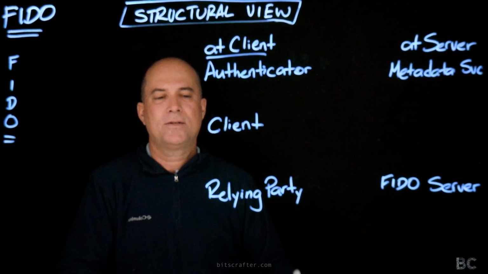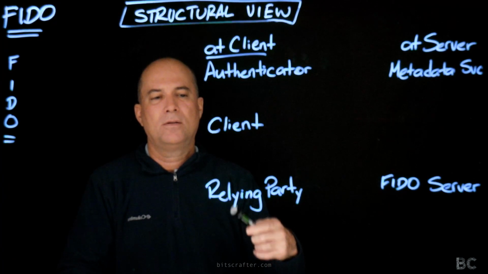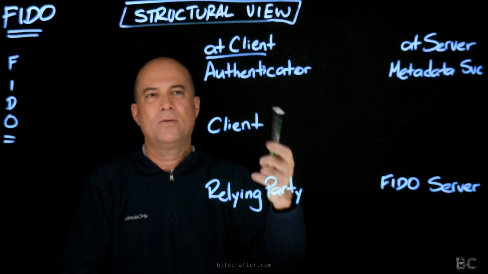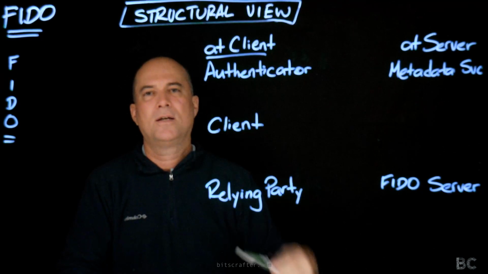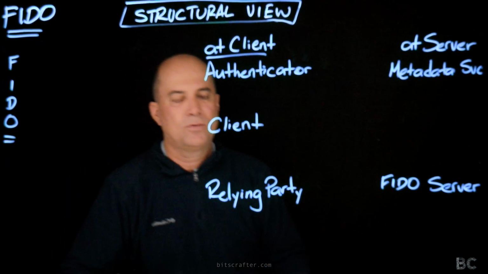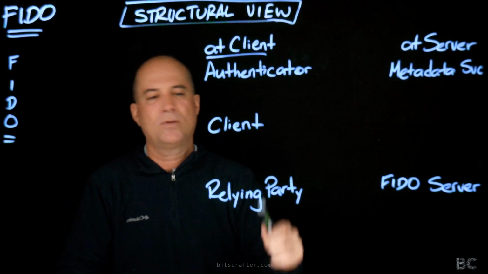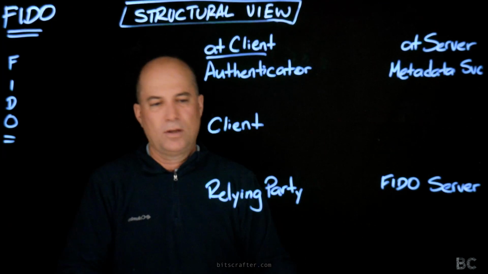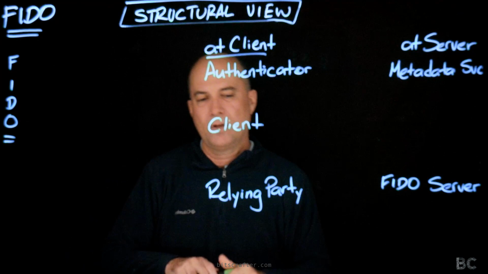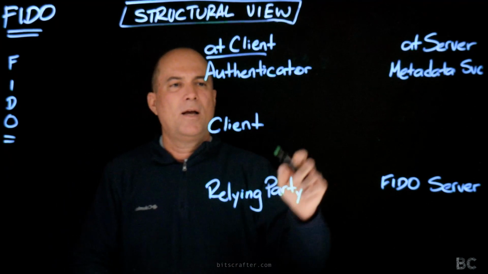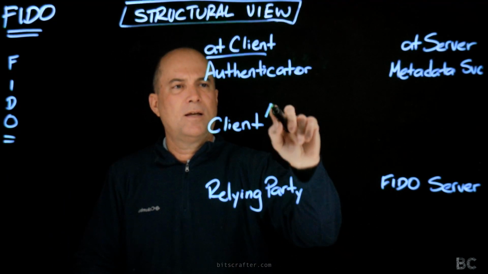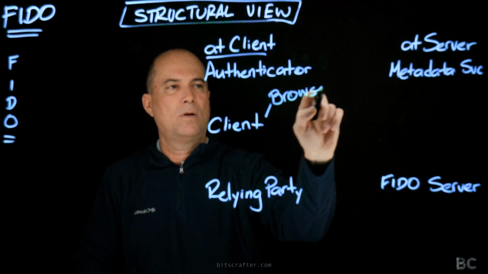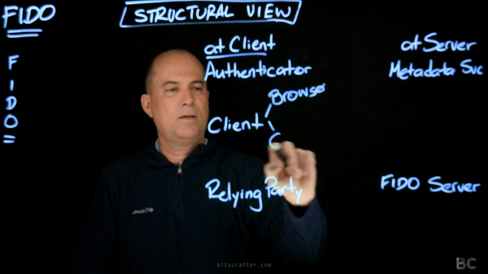The next element is the client. The client is what glues together the relying party and the authenticator, because FIDO is defined as a layered architecture, right? So you cannot cross boundaries. The RP talks to the client and the client talks to the authenticator. So it's a layered design. The client, typically, is a browser supported by the operating system.